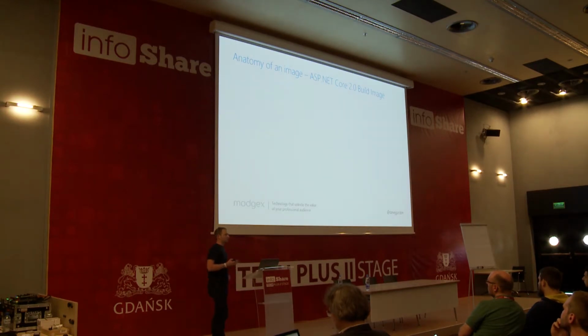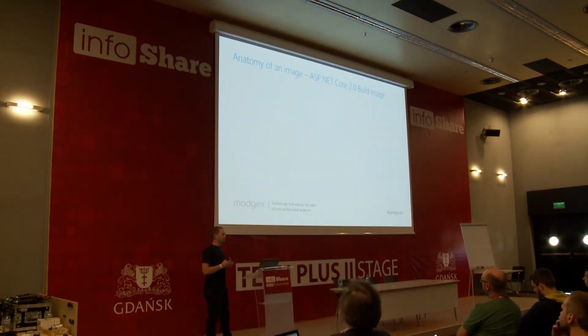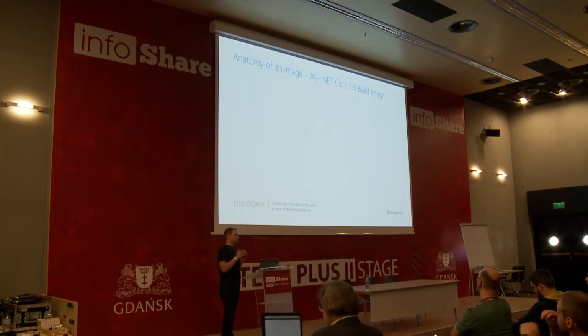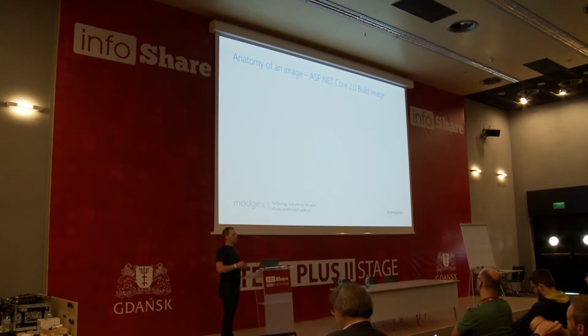I'll briefly go into this concept of layering. I don't have time to go into the full details, but this layering thing is not just one layer. You're not just calling that ASP.NET Core build image and getting one image underneath you. There are multiple layers, so that in itself will be creating an image based off of a previous image that has even less stuff in it.